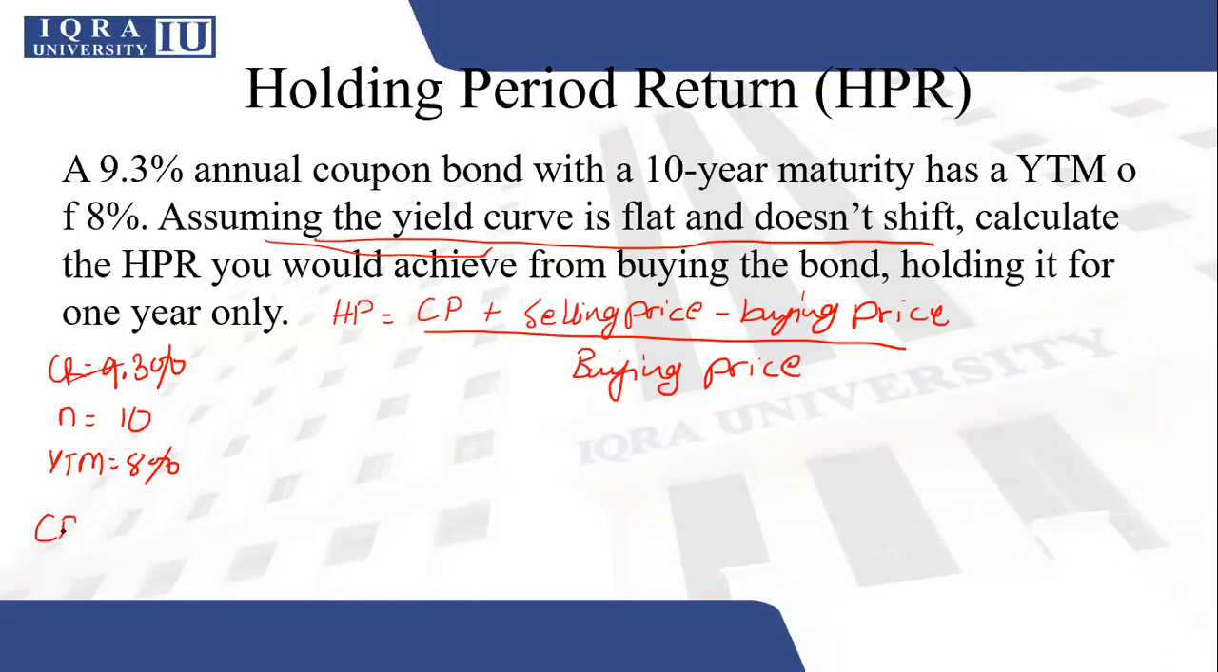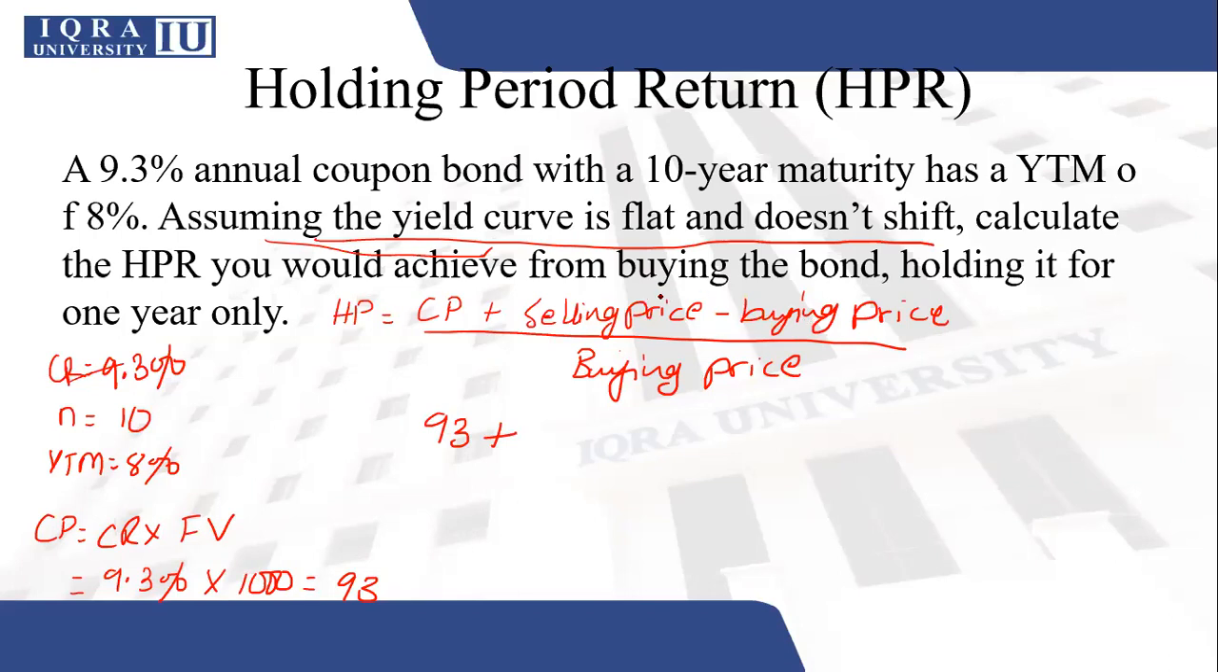It's easy to calculate the coupon payment, and you will just get 1 year's coupon payment. So the coupon payment is the coupon rate multiplied by the face value. Now in this question, the face value is not mentioned. Whenever that is the case, you can assume that it is 1000. So it is 9.3% multiplied by 1000, which is 93. So the coupon payment is 93. But now you need the selling price and the buying price.